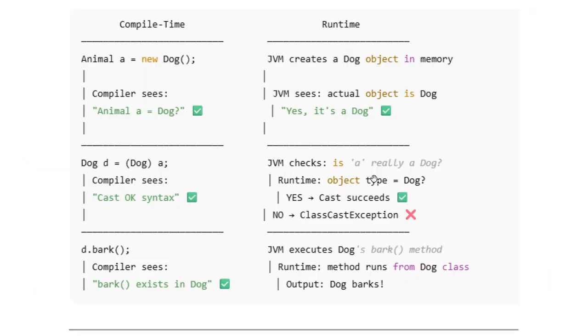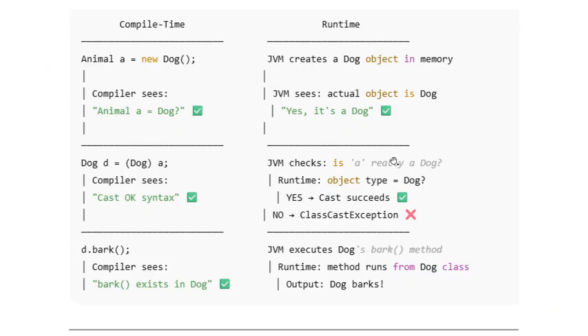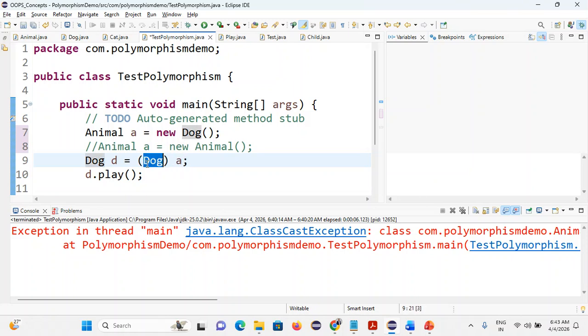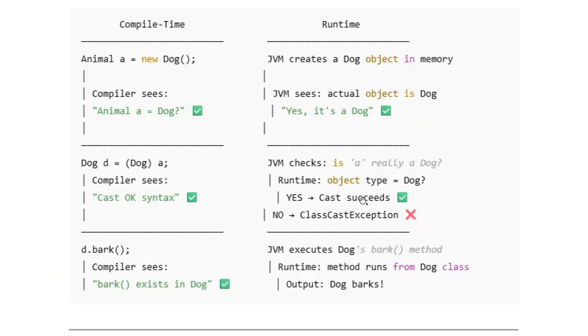Because you are checking: is A really a dog or not? That's what you are checking. So for that purpose, the object type is equal to dog. Object type is which one? Dog. So now the cast succeeds, it will be converted.